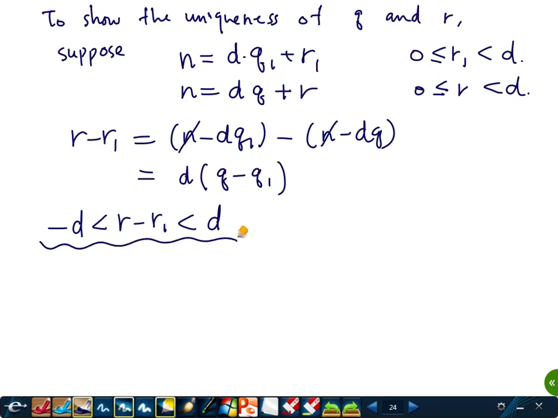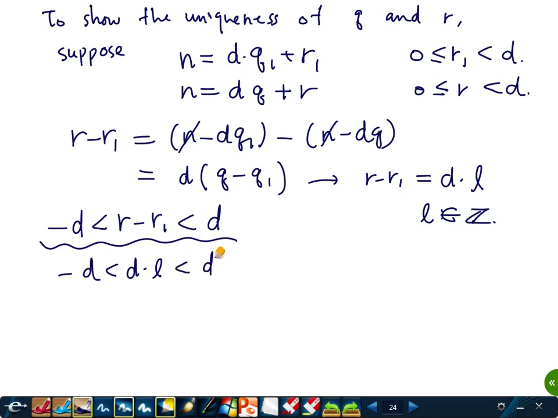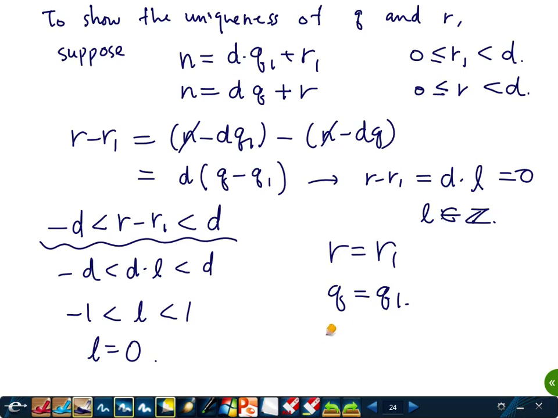Is this fine? Now, what does this say? r minus r1 is a multiple of d, so d times L, where L is an integer. Here, d times L is between minus d and d. What is L? Divide everything by d, and L is an integer between minus 1 and 1, so 0 is the only integer. That means this is 0, r equals r1. If you plug in there, q must be equal to q1. So r and q are unique. You cannot find anything else. So this is the end of the proof.